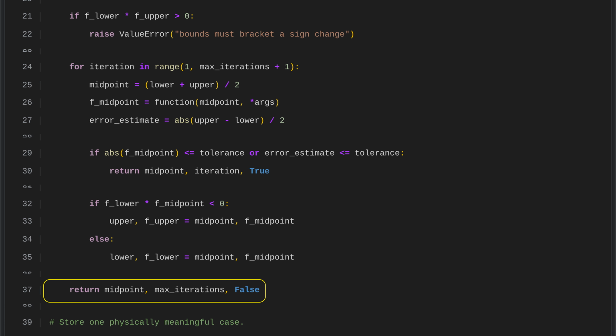If the solver reaches its maximum number of iterations without meeting the tolerance, it returns the current midpoint, the iteration limit, and a convergence flag showing that it did not converge. This feedback helps explain why the solver stopped and supports debugging.